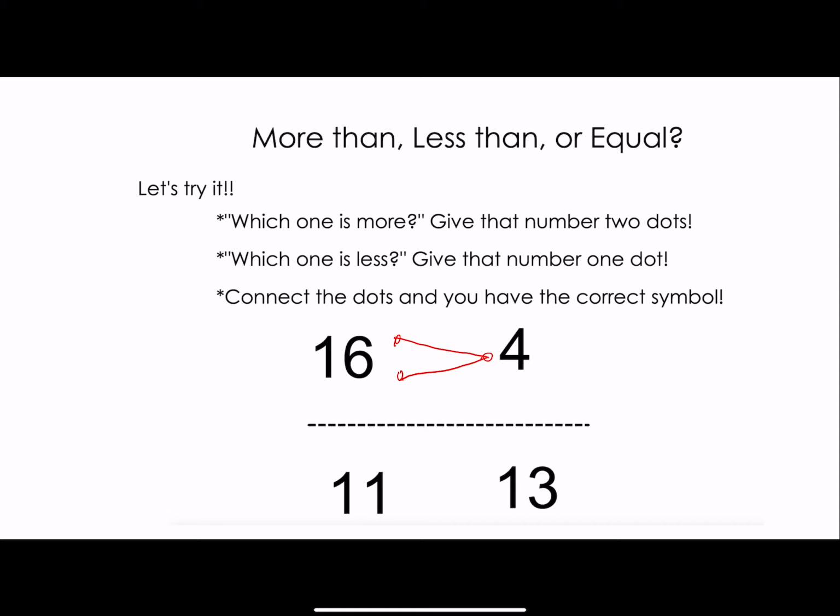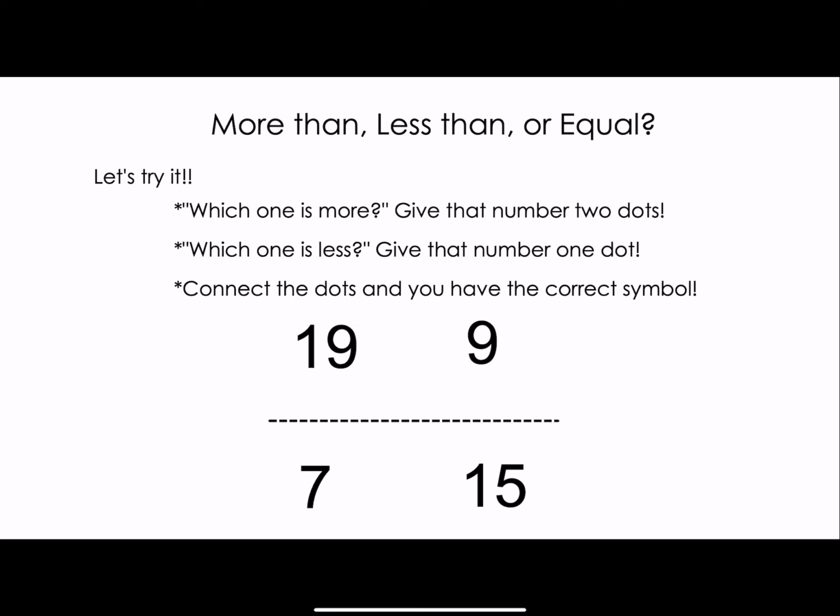Let's try another one. You have 11 and 13. Okay, well, they each have a 1 in the tens place, so now you must look at the ones place. He has 1 and he has 3. So the 13 is bigger, so he gets the 2 dots. The 11 gets the 1 dot. You connect them. 11 is less than 13.